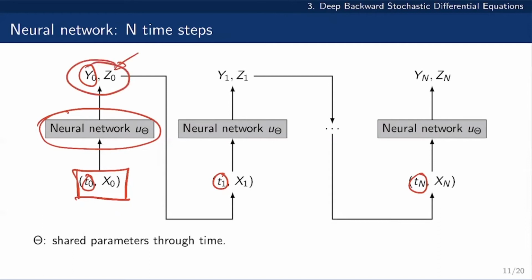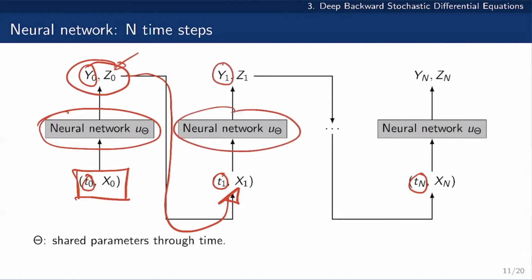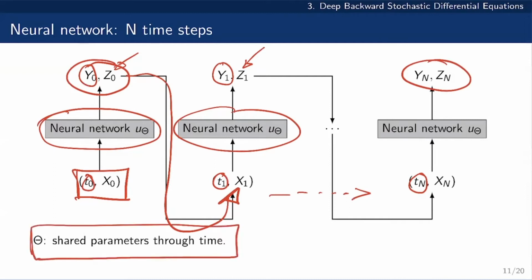Having those two values, you can then compute x1. Remember, because we are not in the linear case, x1 basically depends on those values. You use the neural network, and as an output, you have y1, compute z1 by automatic differentiation, and you do it for all the time steps up to the last one when you predict those values. An important thing here is that the weights of the neural network are common to every time step.